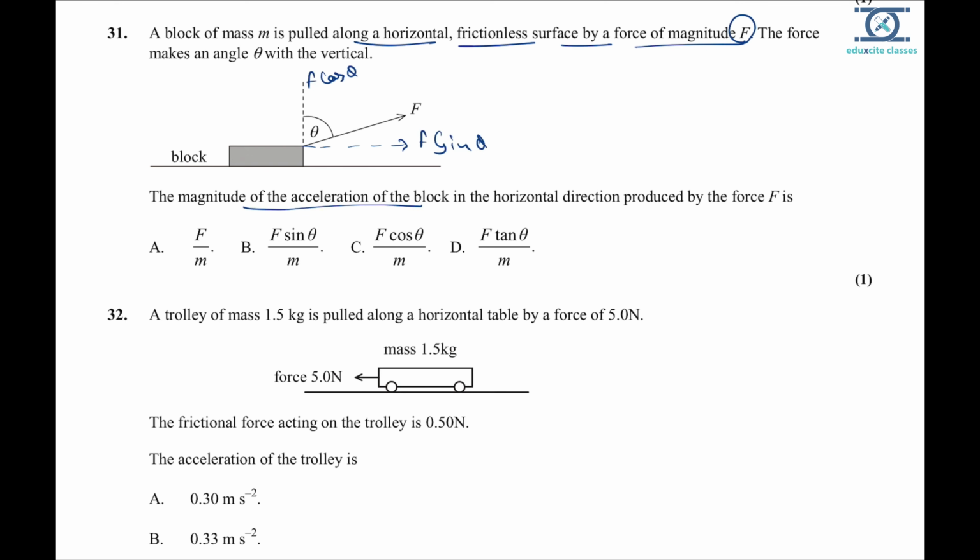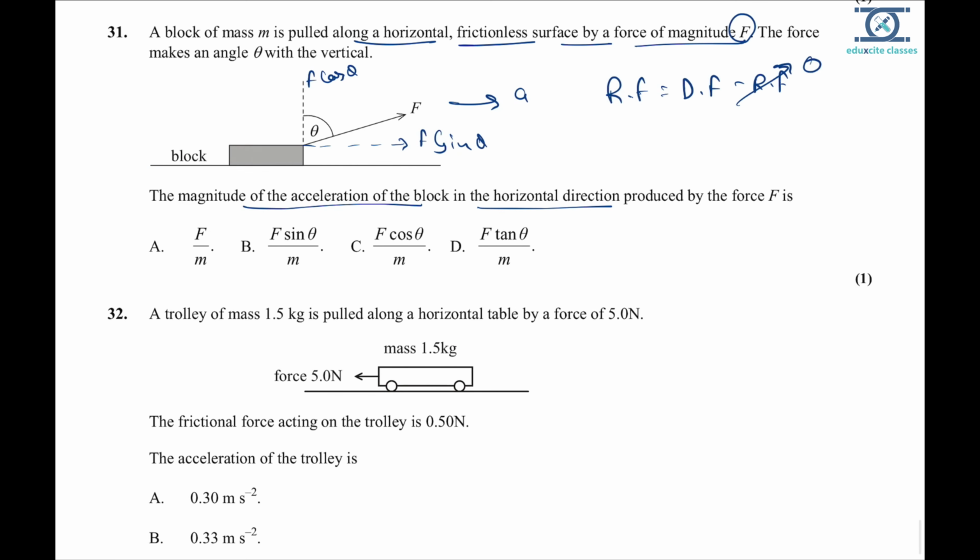So the magnitude of the acceleration in the horizontal direction, if this is moving in this direction, always remember resultant force is equal to driving force minus resistive force. Okay, so there is no resistive force, this is equal to 0. So resultant force is mass times acceleration, and the driving force is nothing but the force in the direction of the motion, which is F sine theta. So the acceleration will be F sine theta divided by m, which is option B.